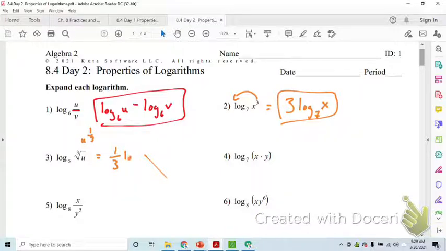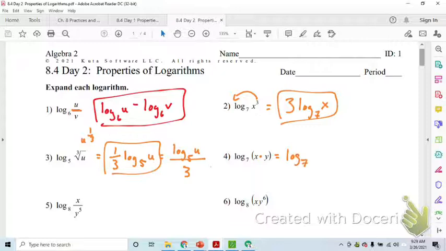1/3 log, let me erase this, base 5 of u. The answer key is going to have this, log base 5 of u over 3, but I like this one better. Okay, just I like the looks of it better. I like fractions. Now we got to expand this, as opposed to when on number 1 we use the quotient rule. We're going to use the product rule here. If they're multiplying inside, that means that when we expand them, it turns into addition. So log base 7 of x plus log base 7 of y.